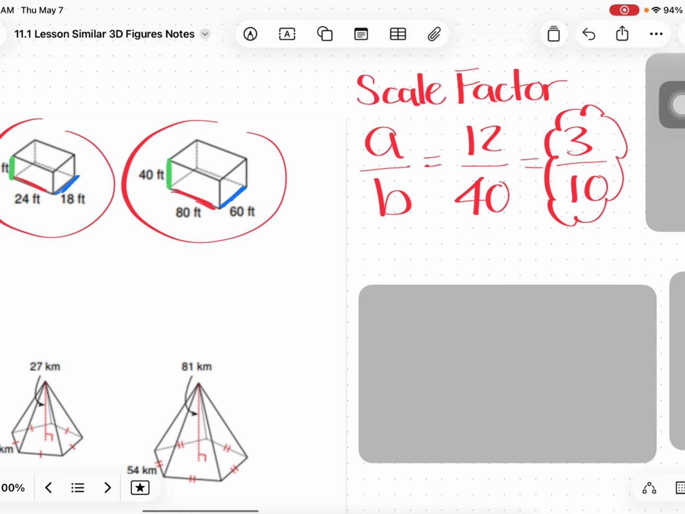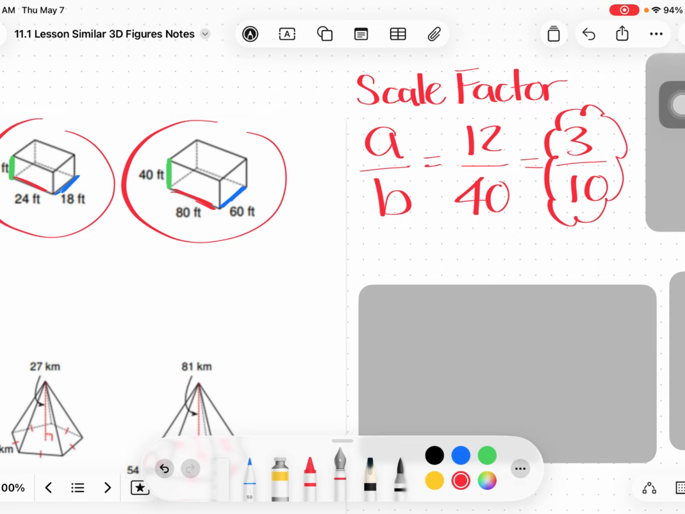So I chose those green heights, 12 over 40. And then we can always reduce, we should always reduce our fractions, or at least try to, and that would reduce to a scale factor of 3 over 10. If we would have chosen the red pieces, 24 over 80, that should reduce to the same fraction, 3 over 10. 18 over 60 should also reduce to the same fraction, 3 over 10.